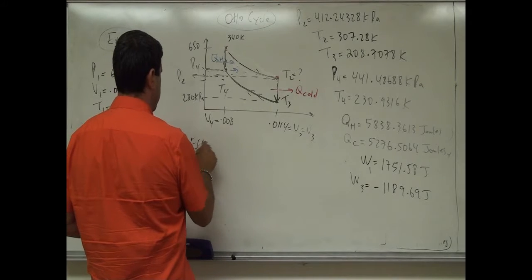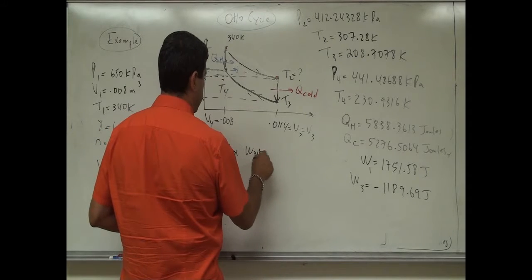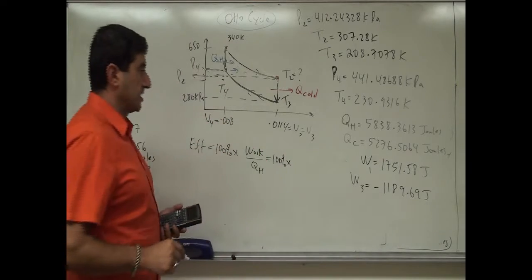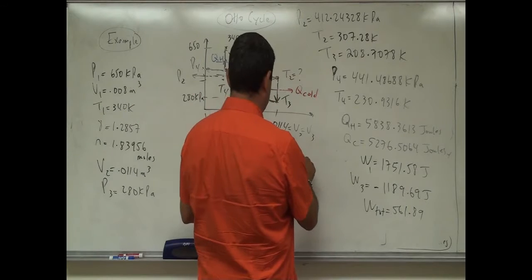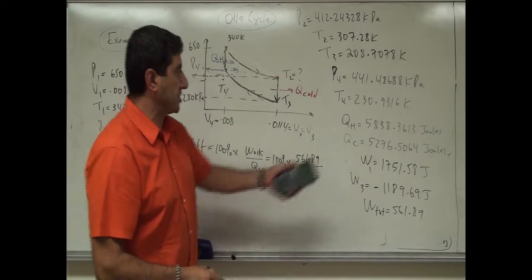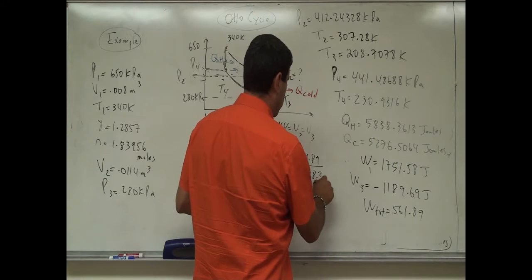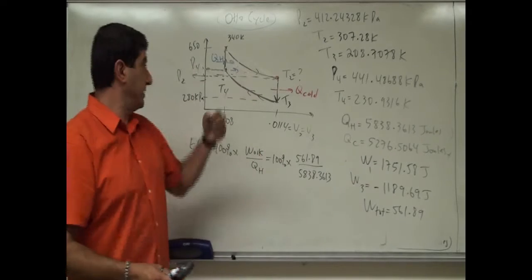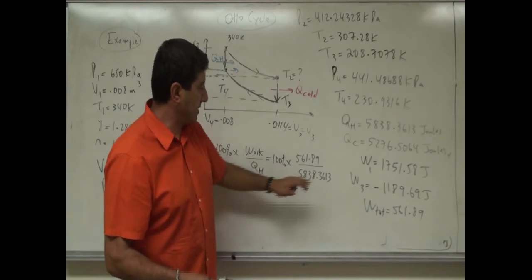Efficiency of the engine is 100% times the work that the gas does divided by QH. The work that the gas did is the difference of the two, 1751 minus 1561.89. Divide that by QH, which is 5,838.3613. So you're dividing by how much heat had to come into the system when the spark plugs fired.